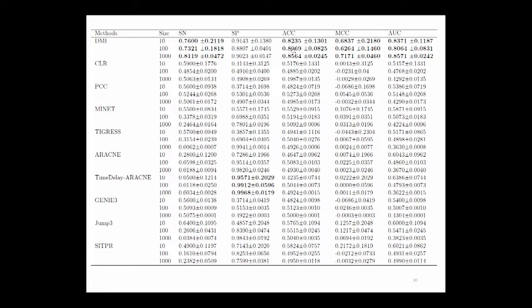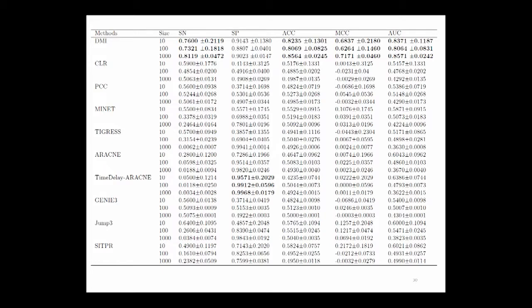If you look at the AUC, now we increase the network size from 10 to 100 to 1,000, and you see that the AUC is stably above 0.8. So it works now. If you look at the performance of all the other algorithms, if you increase the network size to 1,000, some of them drop to 0.36.